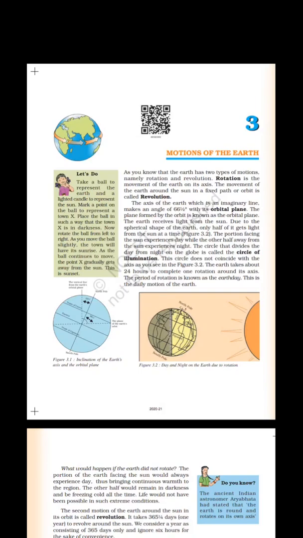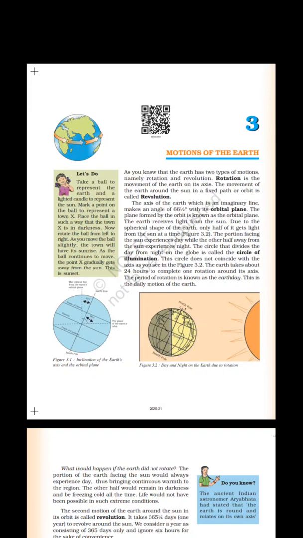Social Science, The Earth Our Habitat, textbook in Geography for Class 6, Chapter 3, Motions of the Earth. Take a look at Figure 3.2, Day and Night on the Earth due to rotation. Take a look at Figure 3.1, Inclination of the Earth's axis and the orbital plane.